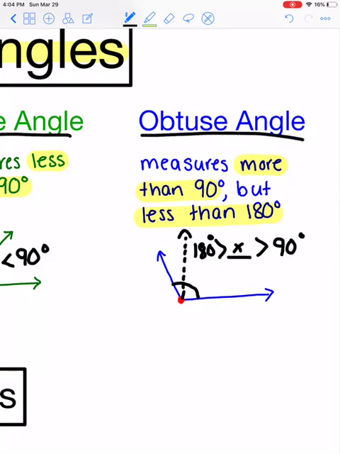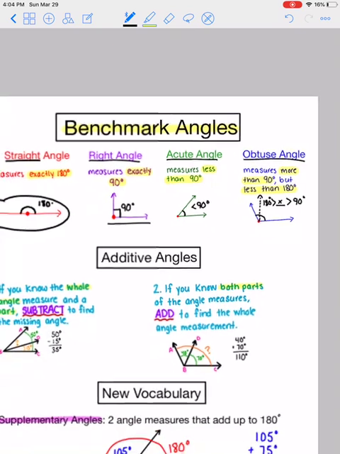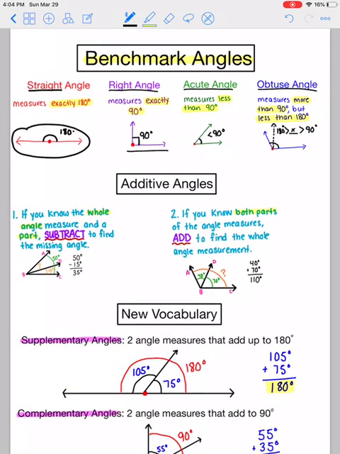So that was just a little bit of a review. You guys have to know the measures of these benchmark angles to help you solve. If you don't know them, it's going to be very hard for you to find the missing values. So try to remember those 4 types of angles. A straight angle, which is 180 degrees. A right angle, which measures 90 degrees. An acute angle, I like to think of things that are acute, they're small, so it's less than 90 degrees. And obtuse, it's more than 90 degrees, but less than 180.